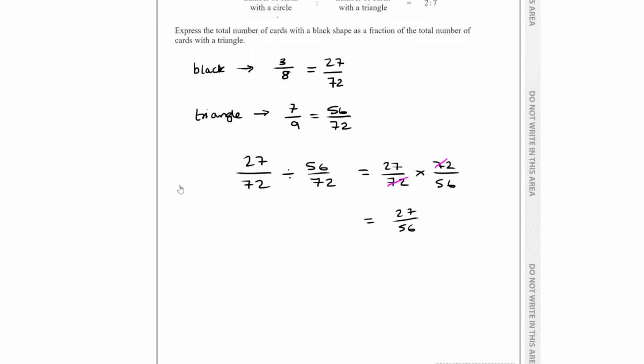I divided them because you see the wording of the question says, express the total number of cards with a black shape as a fraction of. When it says as a fraction of, it means divide.